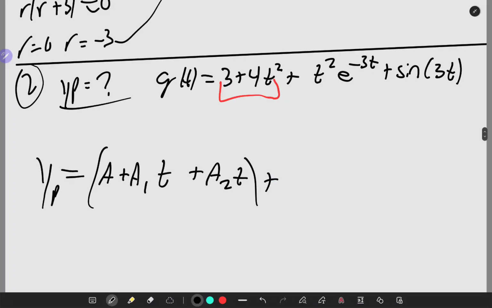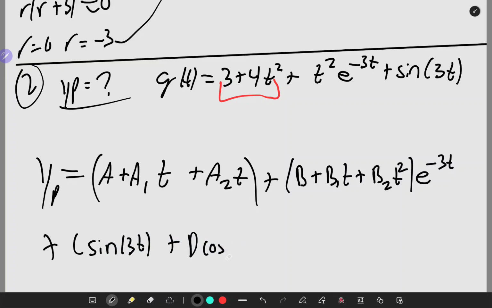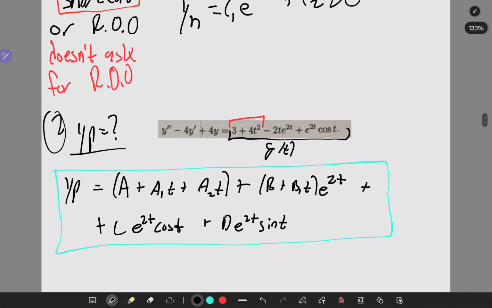Plus, we have a t squared e to the negative 3t. So another second degree times e to the negative 3t. And then we just have a sine of 3t. So plus c sine of 3t plus d cosine of 3t. Oh, did I forget to check for the last one?